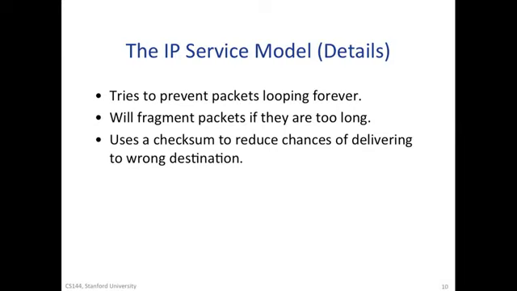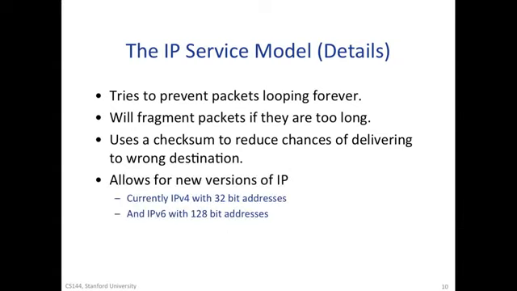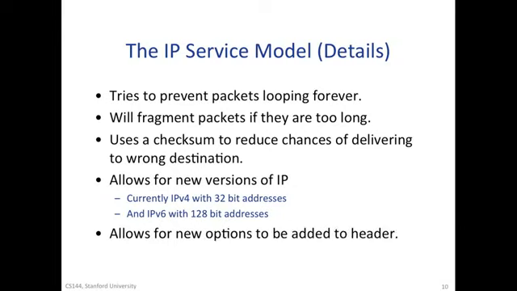IP uses a checksum in the header to try and reduce the chances of delivering a packet to the wrong destination. It also allows for new versions of IP. Currently we use IP version 4, which has 32-bit addresses, and that's the one that's most commonly used, although IP version 6 is rapidly taking hold to give us more addresses to allow for more people in the world to be connected. And this has 128-bit addresses, which should last us for a very long time. Finally, IP allows for new options to be added to a header for future expansion.